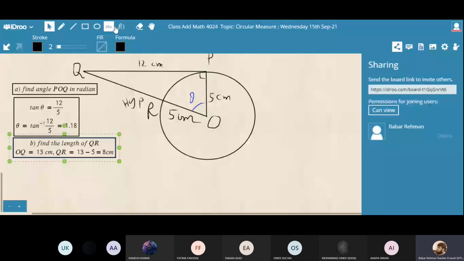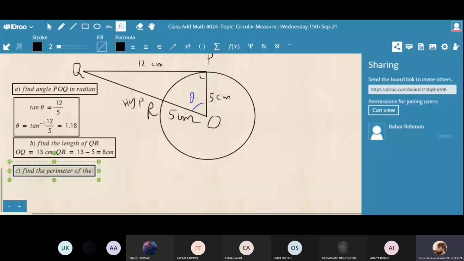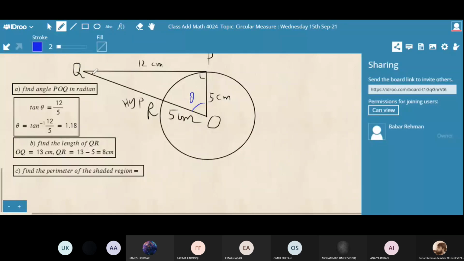अब C पार्ट में कह रहा है कि द पैरामीटर ऑफ द शेडेड रीजन, फाइंड द पैरामीटर ऑफ द शेडेड रीजन. चले भाई, कैसे आएगा एक पैरामीटर. अब शेडेड रीजन मैं बता रहा हूं आपको, यहां मैं शेड करके दिखा रहा हूं आपको, ठीक है. तो शेडेड इन्होंने यहां पे किया हुआ है सारा. सर्कल के अंदर नहीं है, तो हाउ कैन वी फाइंड द पैरामीटर ऑफ शेडेड रीजन.